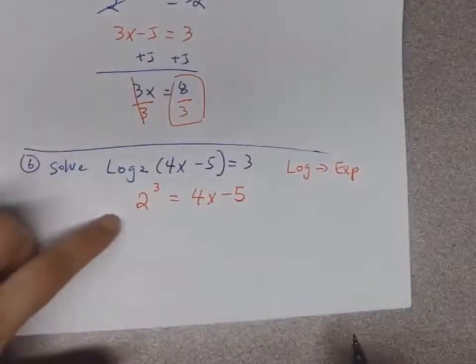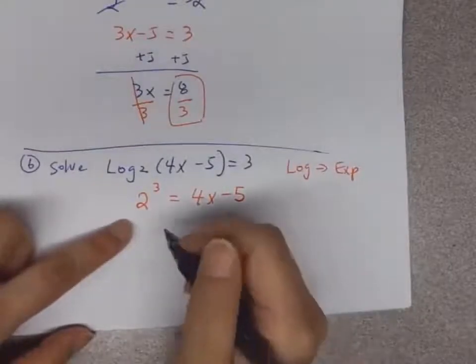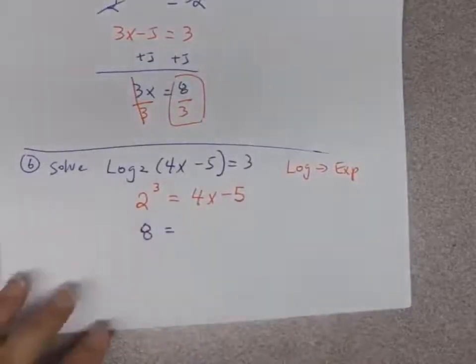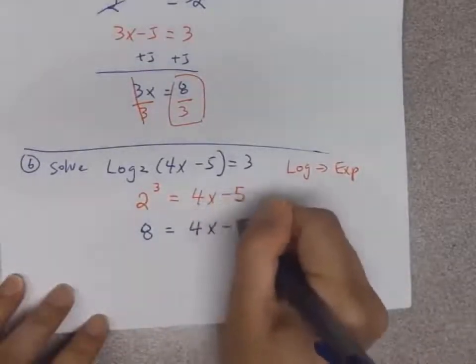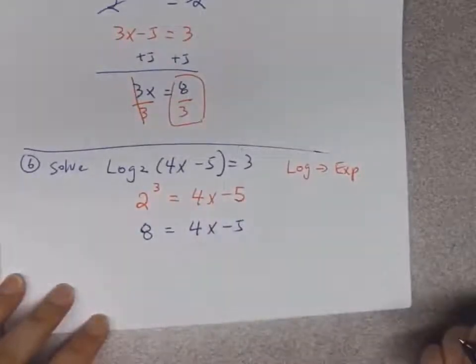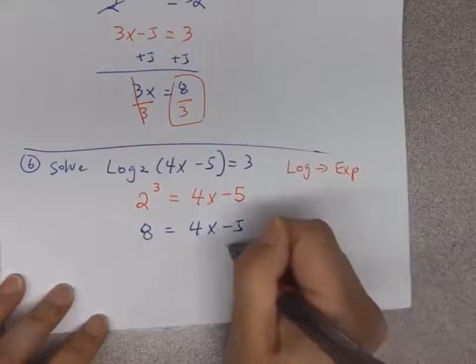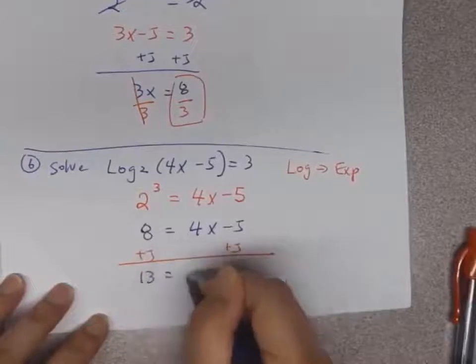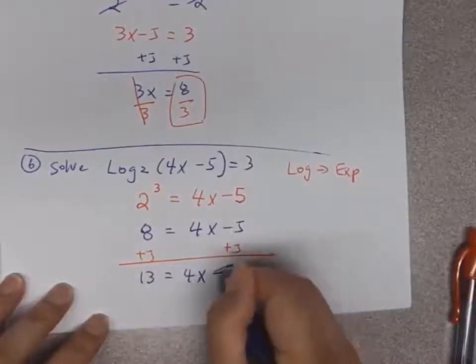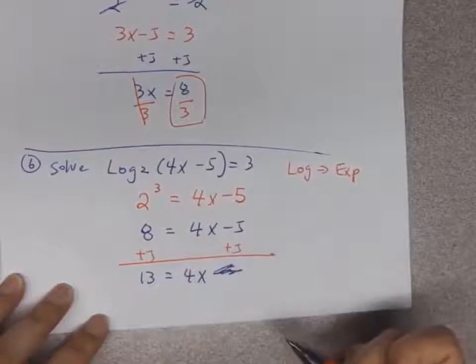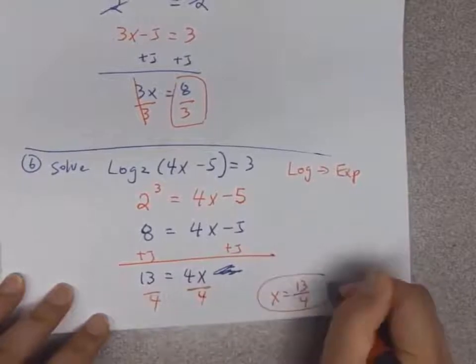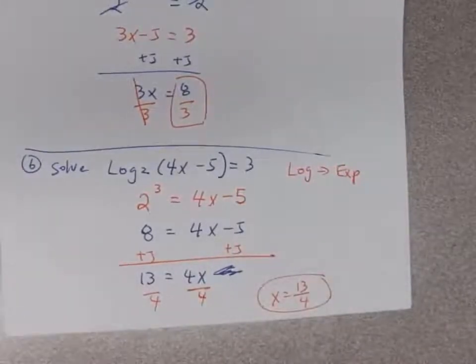Okay, so 2 to the third power is 8 equal to 4x minus 5. So now what do we do? Add 5 both sides. And then we have 13 equal to 4x. And then what? Divide by 4 both sides. So x equals 13 divided by 4. Is that okay? Questions?